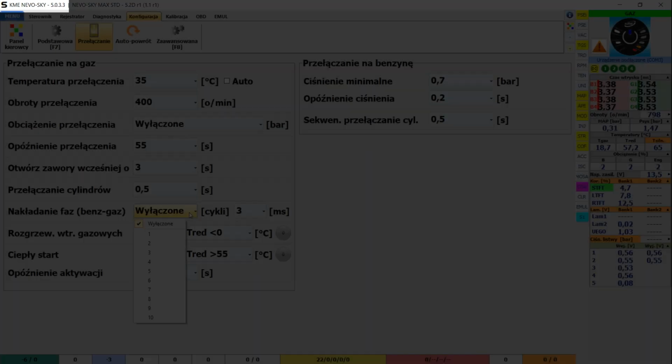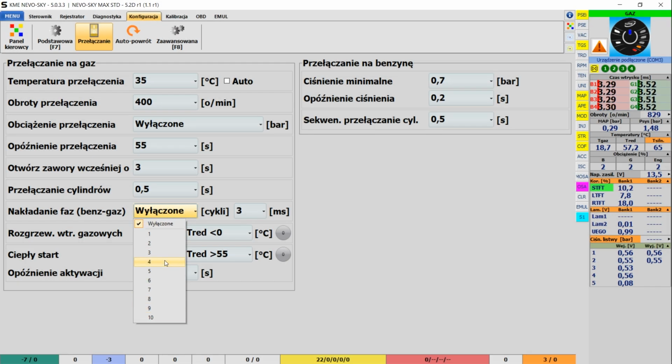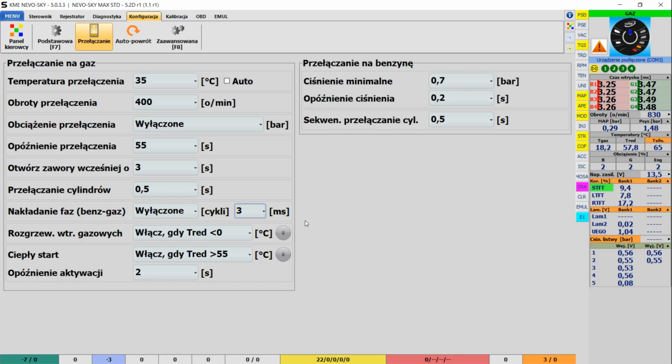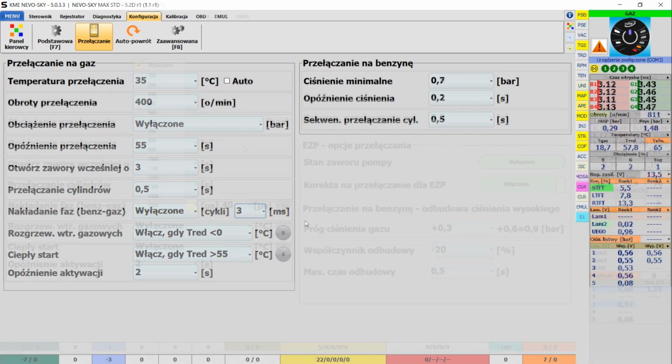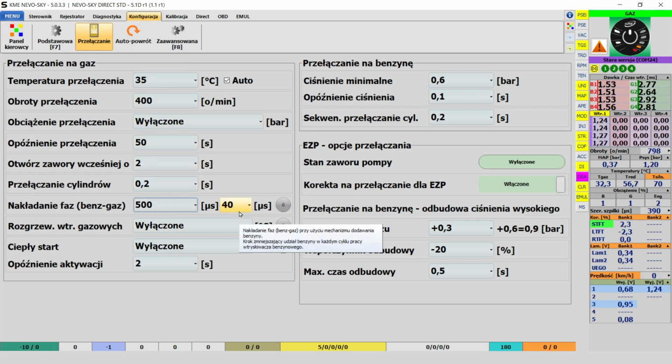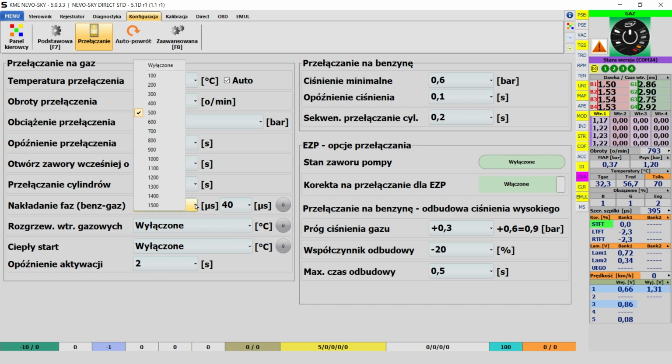The warm start function allows immediate switching to gas, disregarding the speed, load, switching delay and gas valve opening delay conditions. It is possible to delay the activation of the warm start mechanism with the parameter activation delay. It is also a delay for the start and stop function.